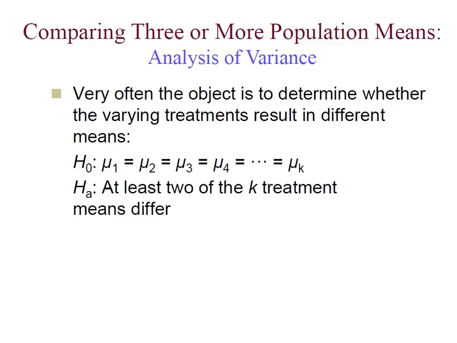What do we mean by at least two? It could be these two, which are not the same, they differ. Or it could be this and that, or this and that. Doesn't matter which two. It could be more than two, on and on. At least two groups differ in terms of the means. You will see an example later on to better understand this.